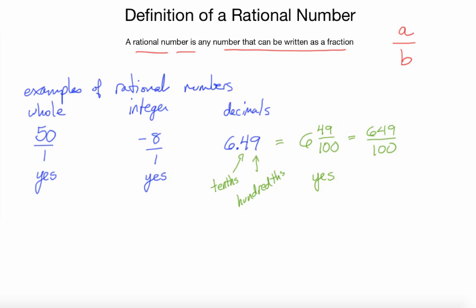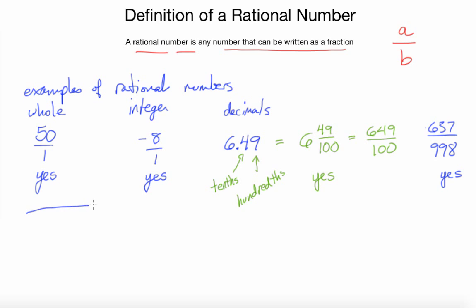And then for a final example, obviously, you could take a big, huge fraction, 637 over 998. And that would be a really complicated fraction, ugly to work with, but yes, that would be a rational number as well. So lots and lots of numbers are rational numbers. Whole numbers, integers, anything that can be written as a fraction.